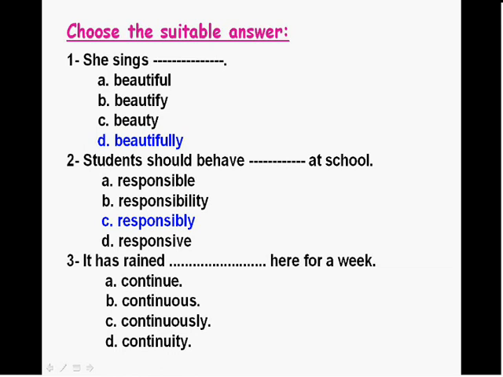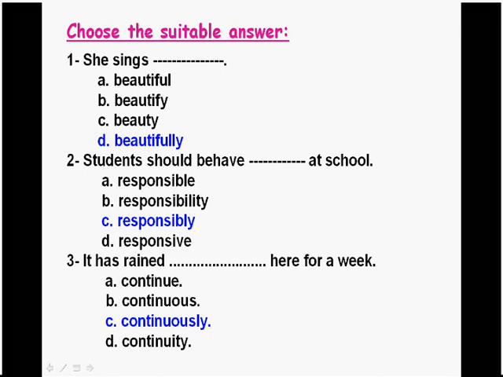Excellent. You look for the clue, the word which has ly at the end, because this is an adverb, and also because I need an adverb to describe the action. So it has rained continuously here for a week. Very good. Let's have a look at these sentences again. She sings beautifully. Students should behave responsibly at school. It has rained continuously here for a week.